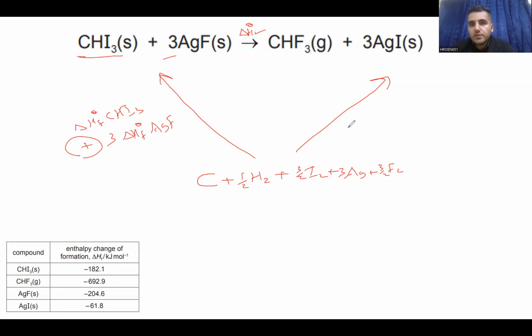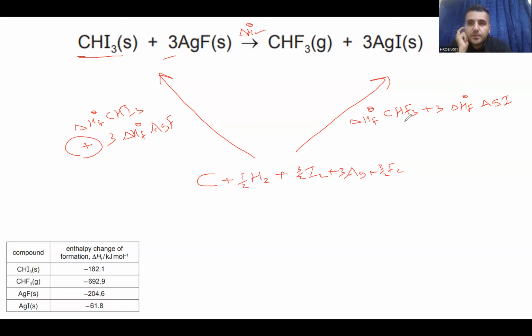On the product side, we have delta H of formation of CHF3, right? Plus 3 delta H of formation of AgI. It will be multiplied by 3, delta H of formation of AgI. Yeah, so step 4 is now over.